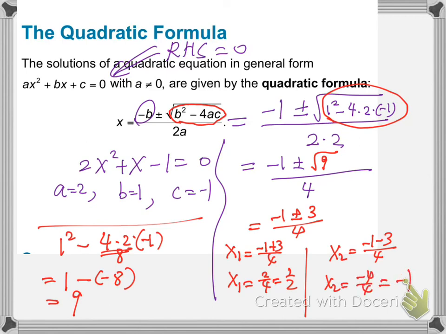Negative 1. So this is our third method, the quadratic formula. You just need to remember the formula and then do it. So the second and third methods can solve any quadratic equation. The first method, the factoring method, can only solve some quadratic equations. So now let's look at this b squared minus 4ac.